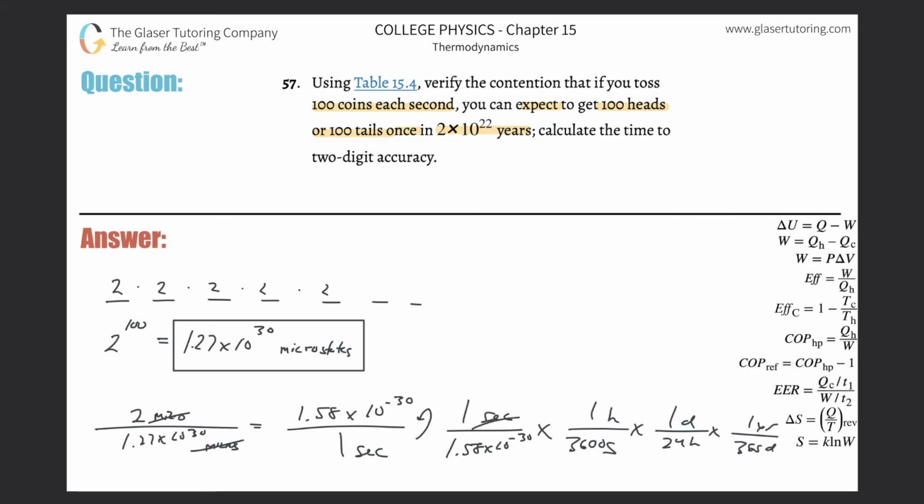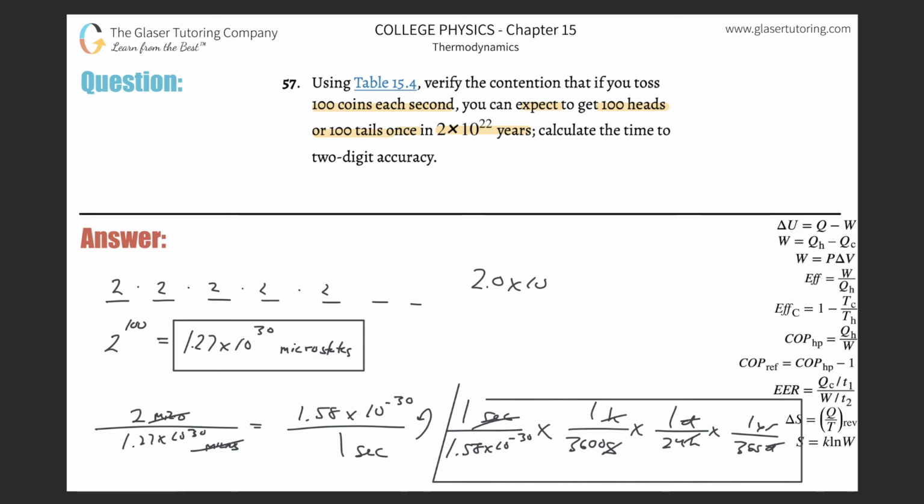And why don't we calculate what this is? Notice that we're going to be left with years. So basically, I'm looking to calculate this thing: 1 divided by, in parentheses, 1.58 times 10 to the minus 30th, times 3,600, times 24, times 365. And what do we get? We get a value of approximately 2.0 times 10 to the 22nd years. Oh, wait a minute. Look at that. There it is. All right, guys.